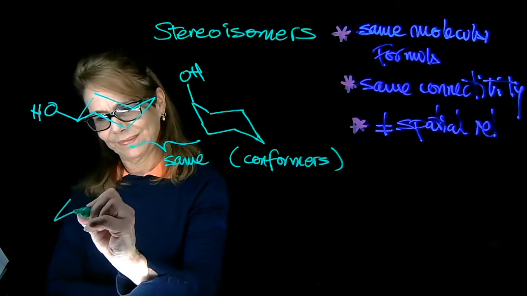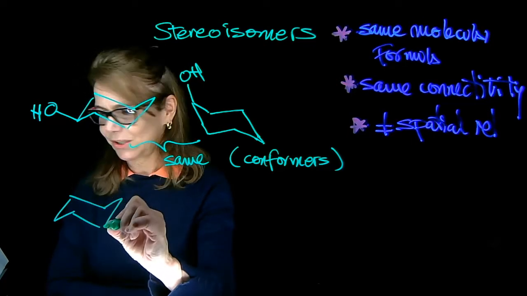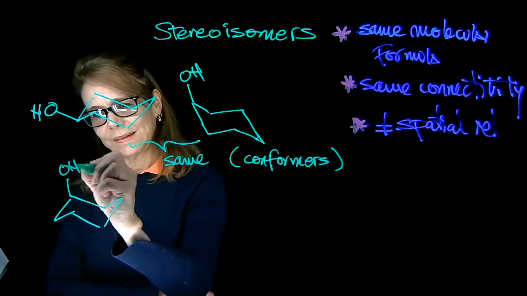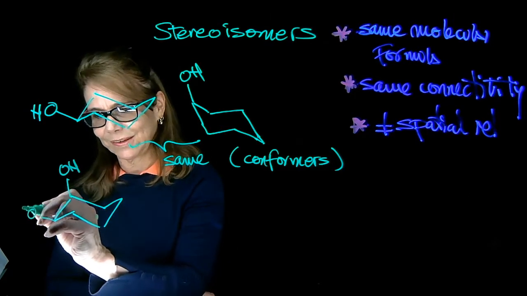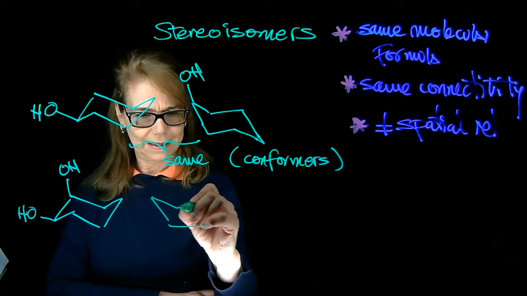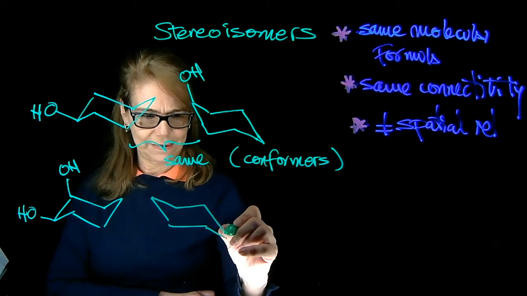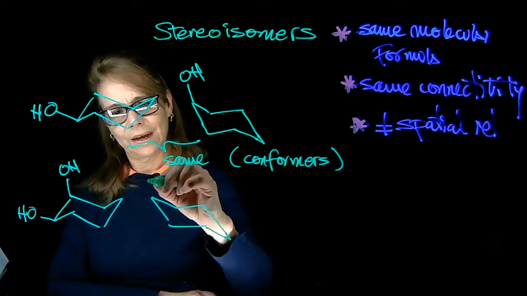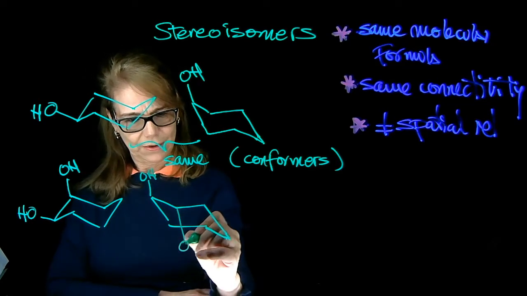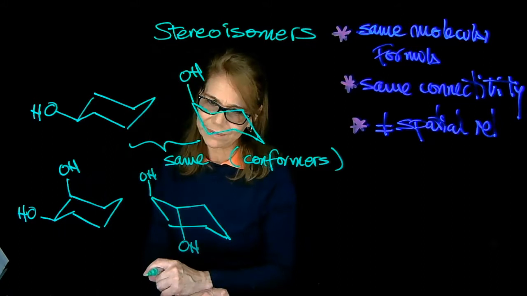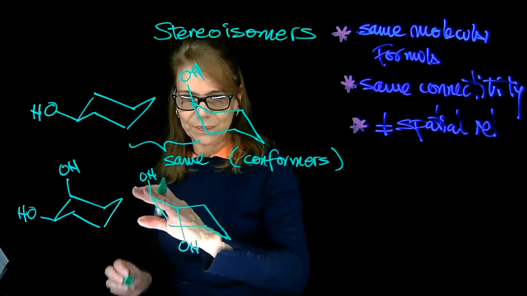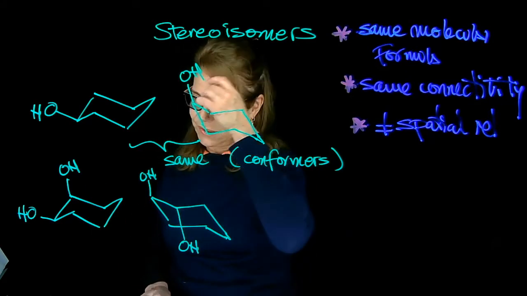I'm drawing again chairs. In this, OH is in axial. I'm going to do an OH here in equatorial. And that's another drawing of another chair. OH in axial. OH axial here again. Now first, let's check. Molecular formula is the same. We have this cyclohexane, and we have these 2 OH.